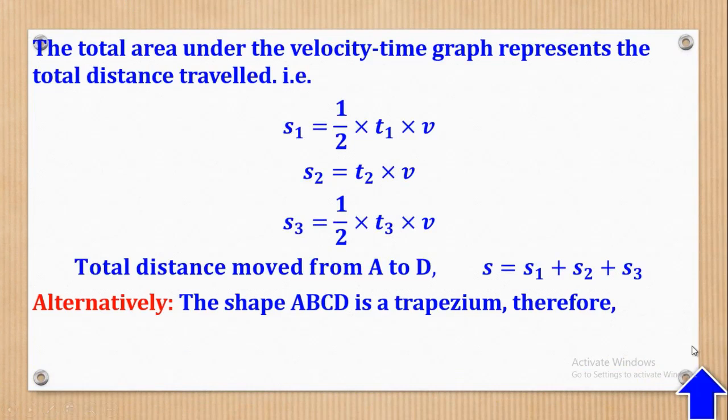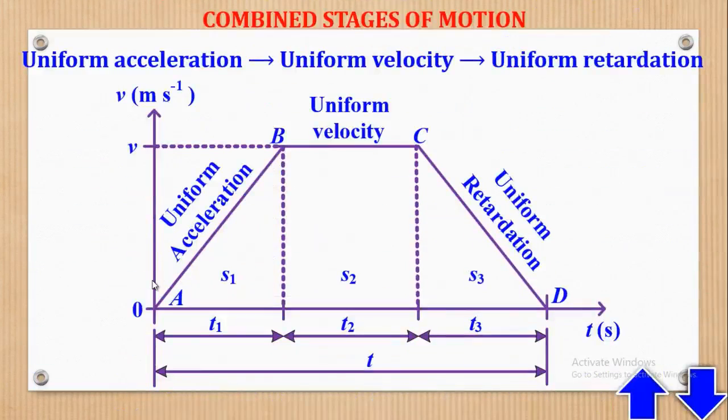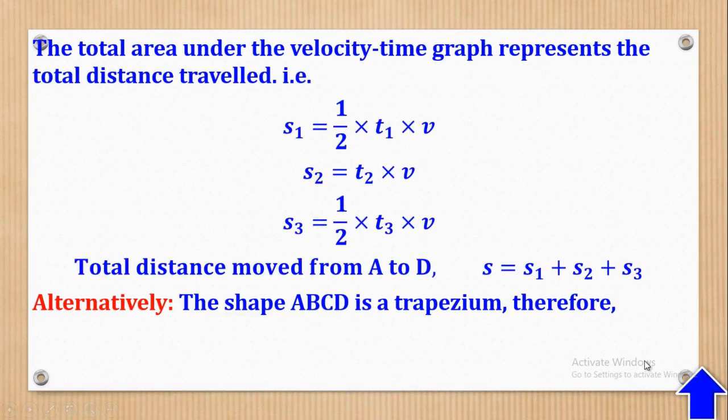Alternatively, you can remember that this is a trapezium. If you look at this, shape ABCD is a trapezium, so you can get the total distance by getting the area of this trapezium. The area of the trapezium will be a half h (a plus b), where h is V, and a is this distance from B to C, which is T2, and b is from A to D, which is T. So we shall say that the area, or the distance traveled, will now be equal to a half V in brackets (T plus T2).